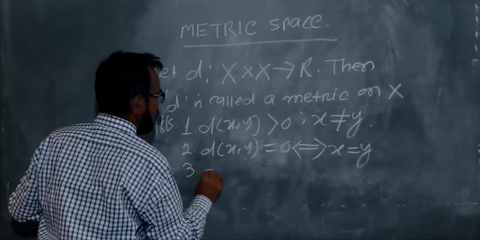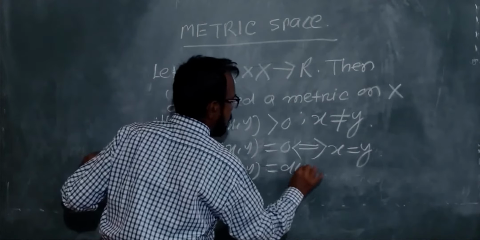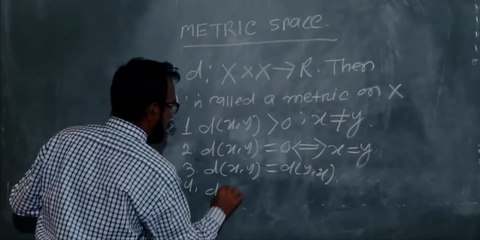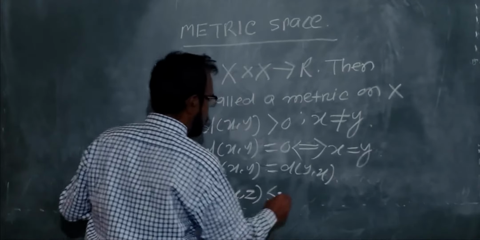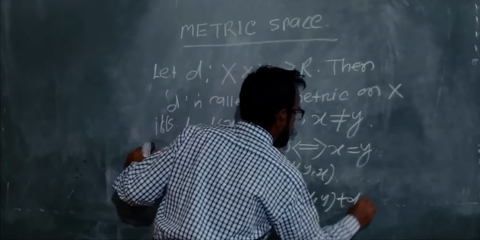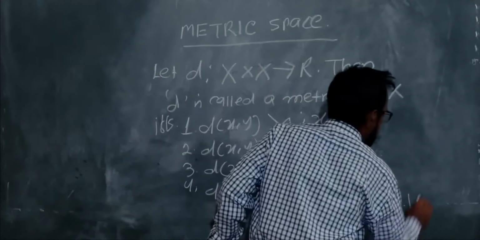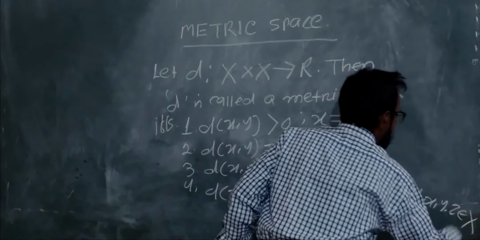Third is d(x,y) equal to d(y,x). Fourth is d(x,z) is less than or equal to d(x,y) plus d(y,z), for all x, y, z belonging to X.